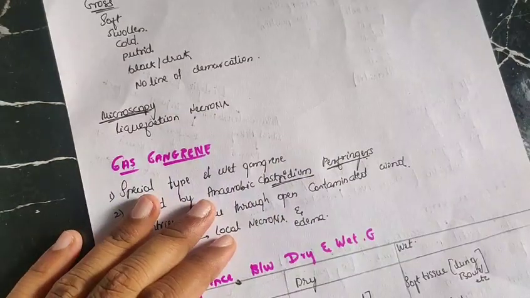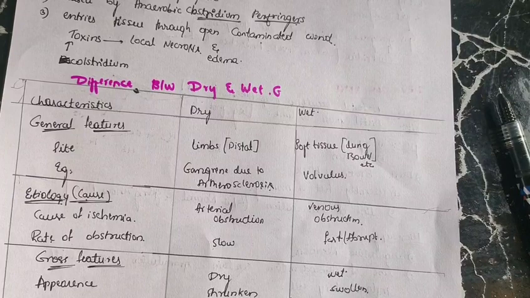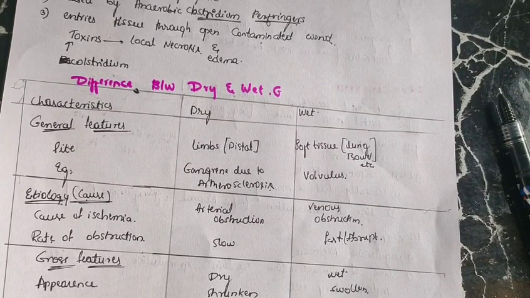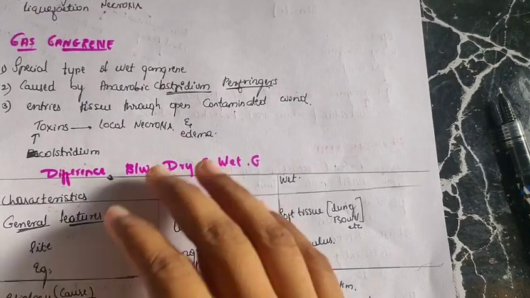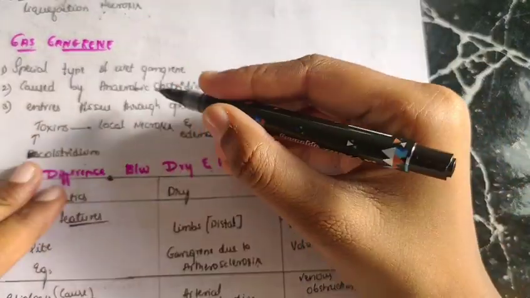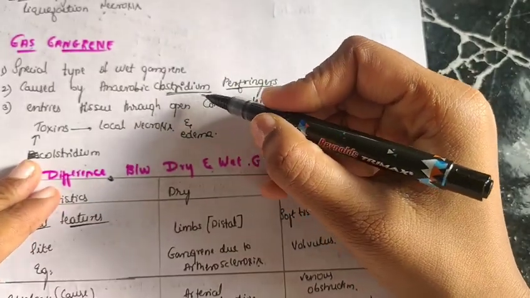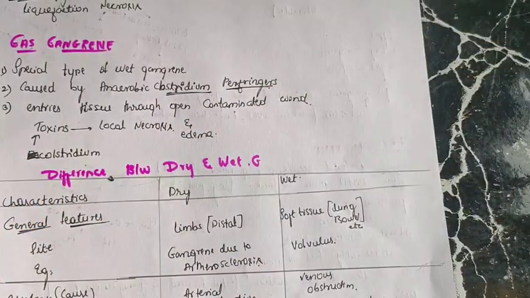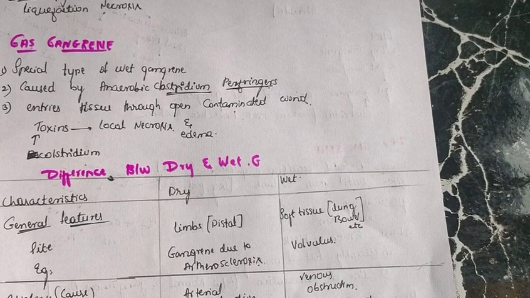And we will discuss the gas gangrene. Gas gangrene is one of the variants of wet gangrene. It is a special type of wet gangrene. It is caused by the anaerobic bacteria, that is Clostridium perfringens, and this enters the tissues.